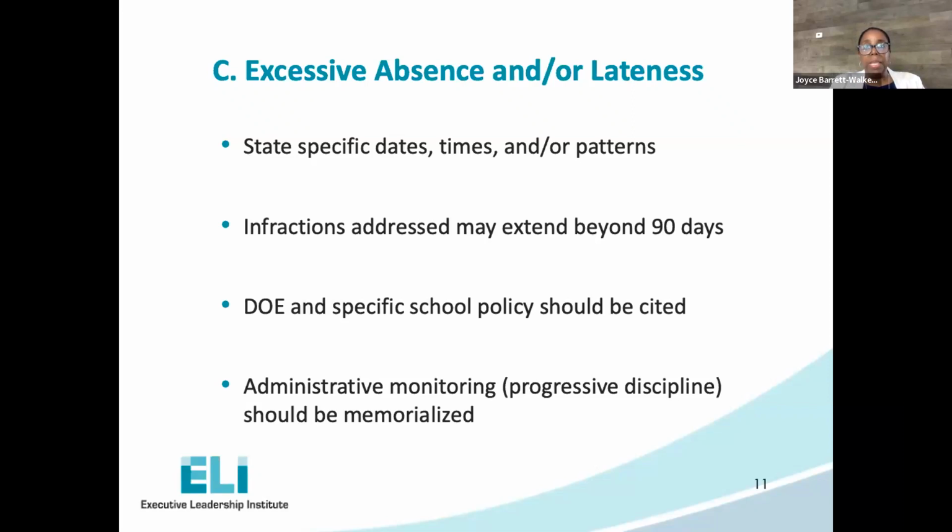Infractions addressed may extend beyond 90 days. DOE and specific school policies should always be cited. And administrative monitoring. Don't forget, we're always talking about progressive discipline, and your monitoring should be memorialized.